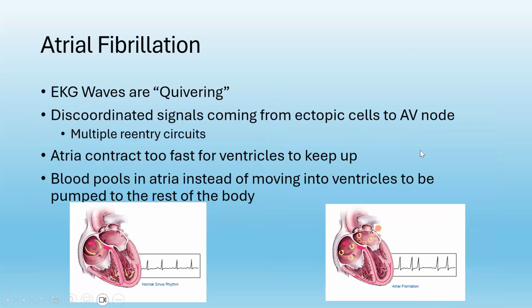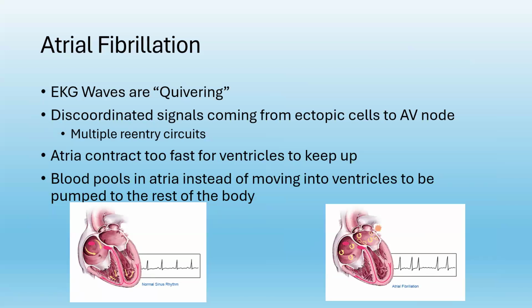There are two main arrhythmias I want to talk about in this presentation. Firstly, I want to talk about atrial fibrillation. This occurs when EKG waves are quivering. I show that on the bottom with the different EKG readings going from the normal on the left to the atrial fibrillation one on the right.